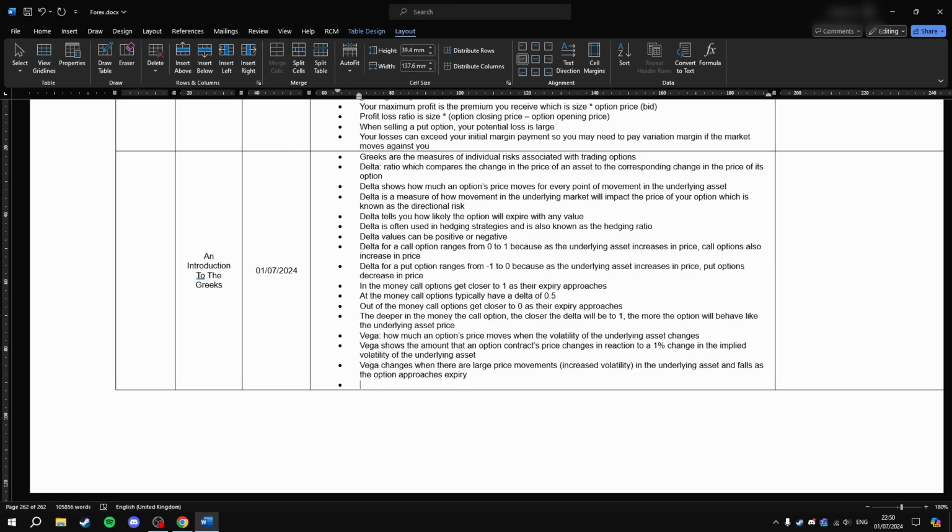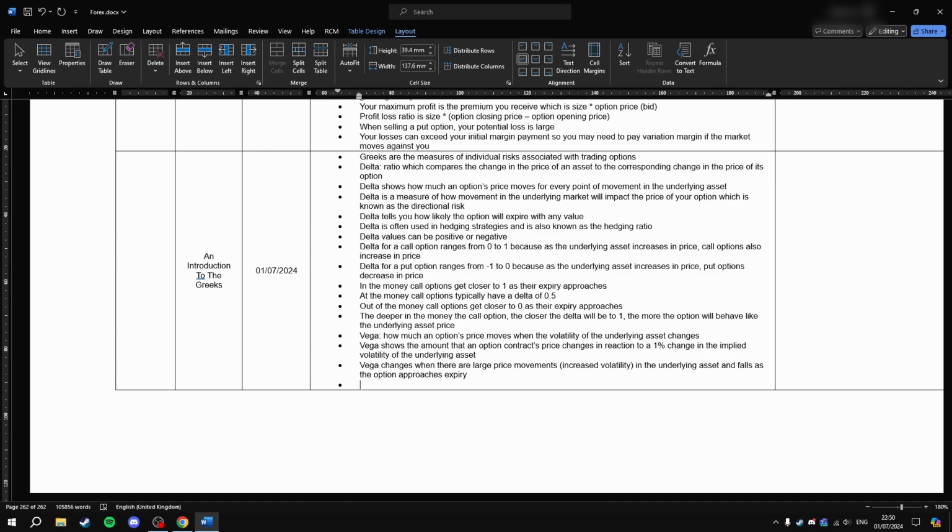Vega changes when there are large price movements, increased volatility in the underlying asset, and falls as the option approaches expiry. So Vega is how much an option's price moves when the volatility of the underlying asset changes. So if there's increased volatility, then there's going to be an increased price movement, right? So Vega shows the amount that an options contract price changes in reaction to a 1% change in the implied volatility of the underlying assets.